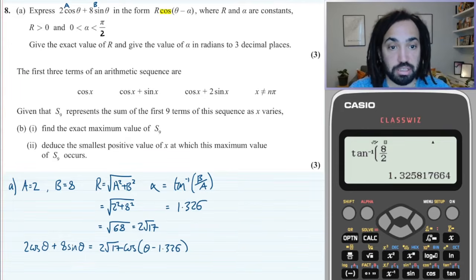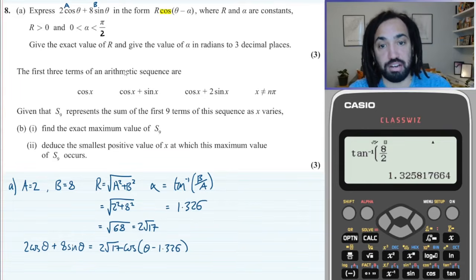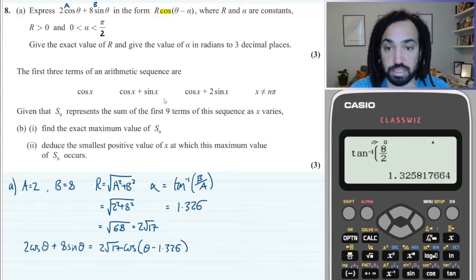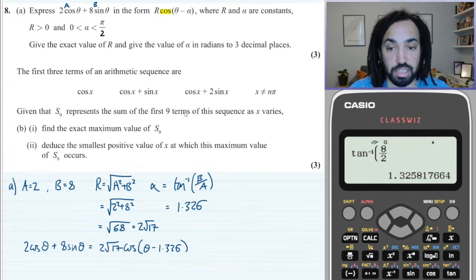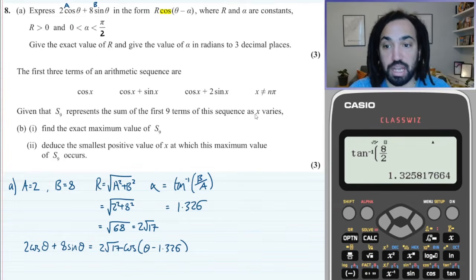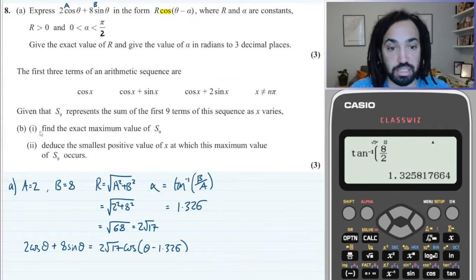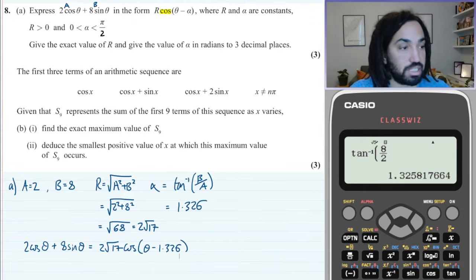Okay, perfect. So now it says the first 3 terms of an arithmetic sequence are given as this. Given that S9 represents the sum of the first 9 terms of this sequence, as x varies, find the exact maximum value of S9, and deduce the smallest possible value of x at which this is a maximum value.